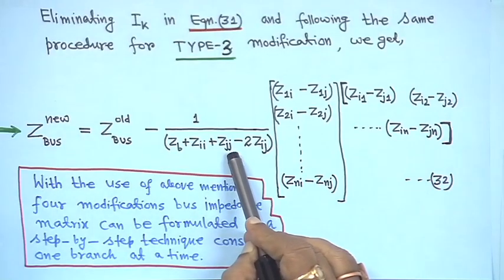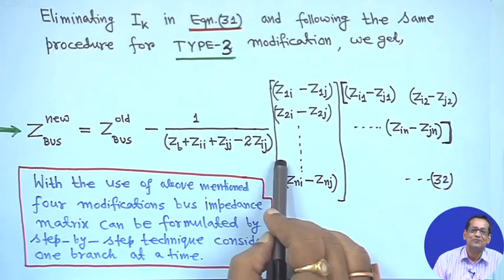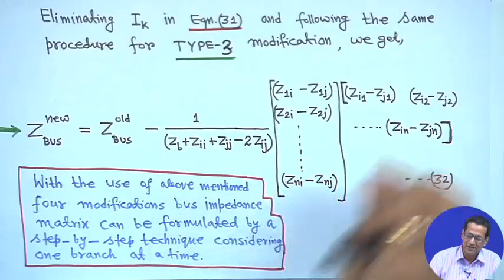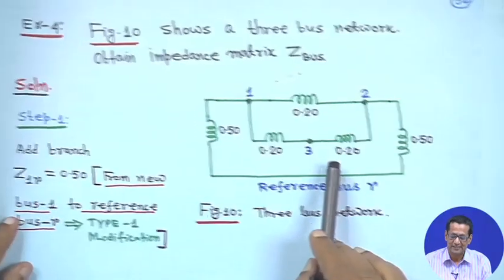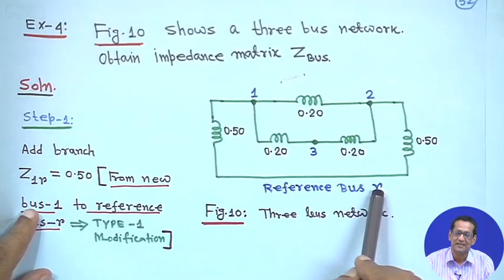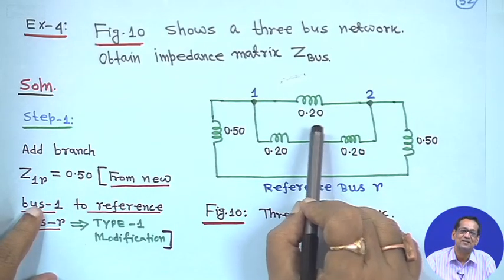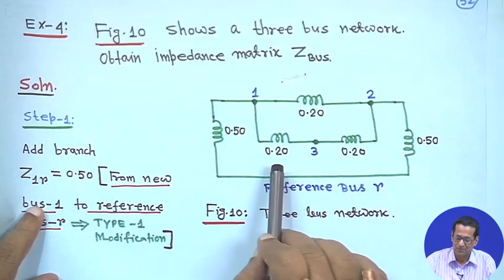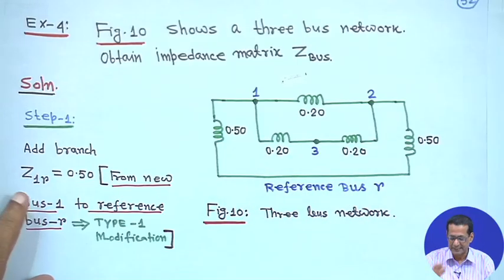So, this expression of type 3 and type 4 looks like a little bit of huge mathematics, but you have to do it in a systematic way. In any case, we will take one simple example. For example, this figure 10 shows a 3 bus power network. Our reference bus is there, bus 1 to 2 it is given 0.2 j, and bus 3 is also here, with 0.2, 0.2, 0.5, 0.5.